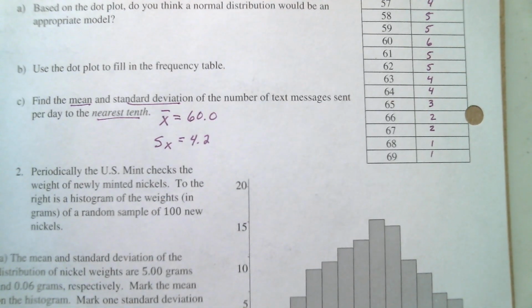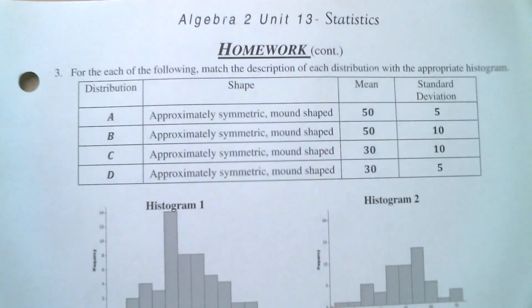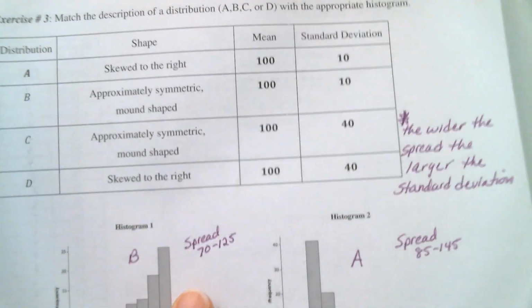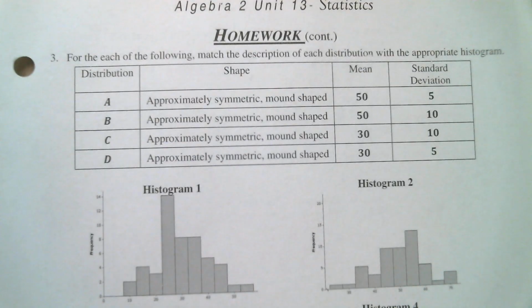Number two, you do not need a calculator. They give us the mean and standard deviation. And yeah, you don't need a calculator for anything else. But with number three, please, just like we did in the notes, please mark the spread first. All right, get the spread. It starts at what and goes to what. Get the spread first, if you would, please.